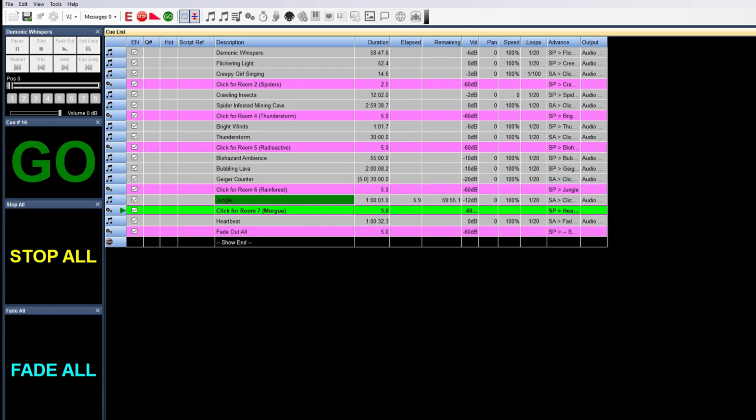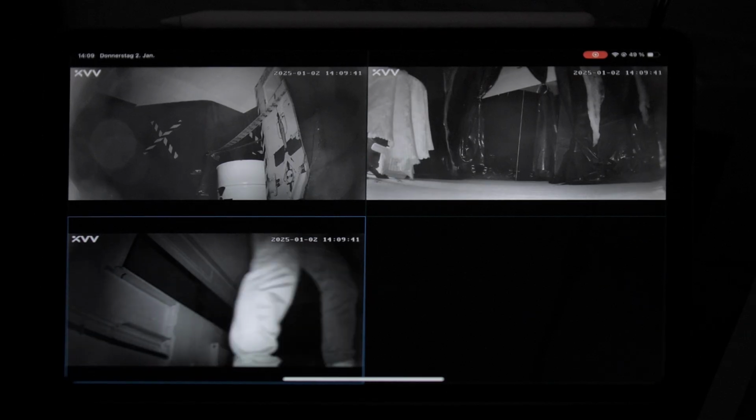To always know where the guest was and trigger the next cue at the right time, we monitored the guest's progress using a live feed from 3 hidden cameras.